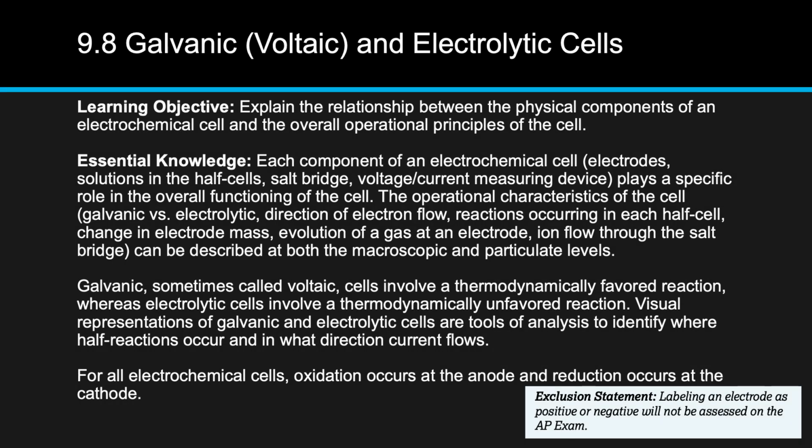All right, hello everyone, and welcome to our 9.8 lesson for AP Chemistry on voltaic and electrolytic cells. Today we're going to be talking about how electrochemical cells rely on different components that work together to control electron and ion flow. Voltaic cells use spontaneous reactions to produce electrical energy, while electrolytic cells use external energy to drive non-spontaneous reactions. In all electrochemical cells, oxidation is going to occur at the anode and reduction is going to occur at the cathode.